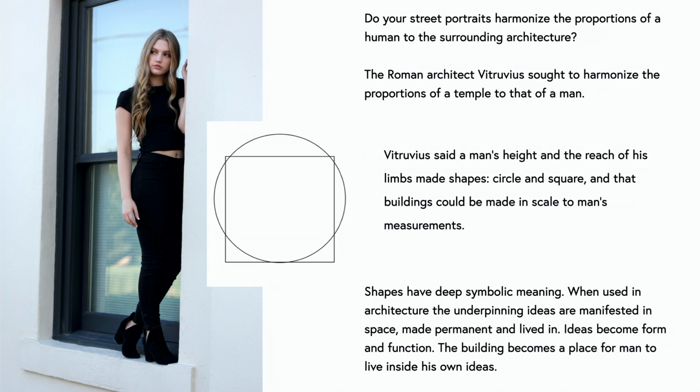The Roman architect Vitruvius sought to harmonize the proportions of a temple to that of a man. Vitruvius said that a man's height and the reach of his limbs made the shapes of circle and square, and that buildings could be made in scale to man's measurements. Shapes have deep symbolic meaning. When used in architecture, the underpinning ideas are manifested in space, made permanent, and lived in. Ideas become form and function. The building becomes a place for man to live inside his own ideas.